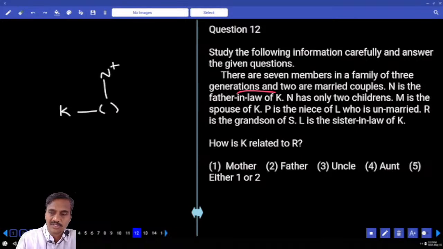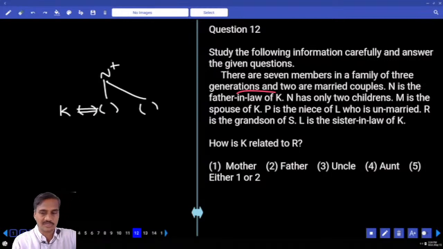And next one, N has only 2 children. N is the father-in-law of K, unknown. Father-in-law means these 2 persons are spouses to each other, isn't it? And this N is having only 2 children. And M is the spouse of K.